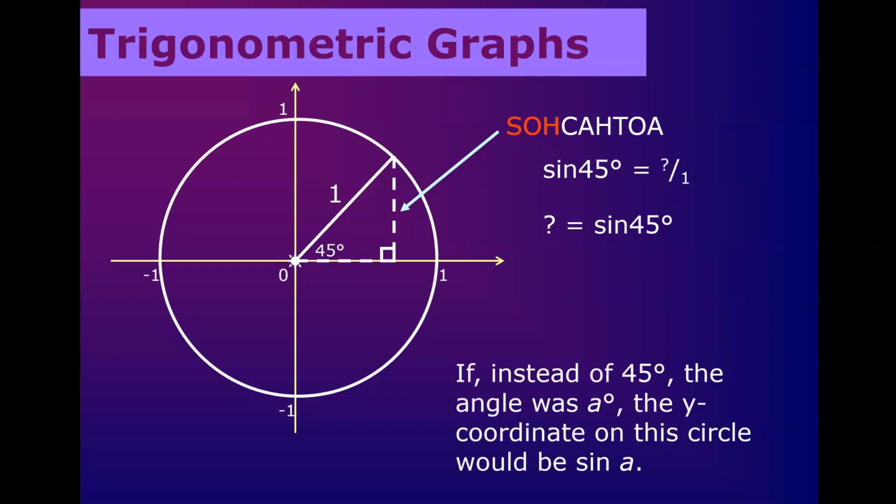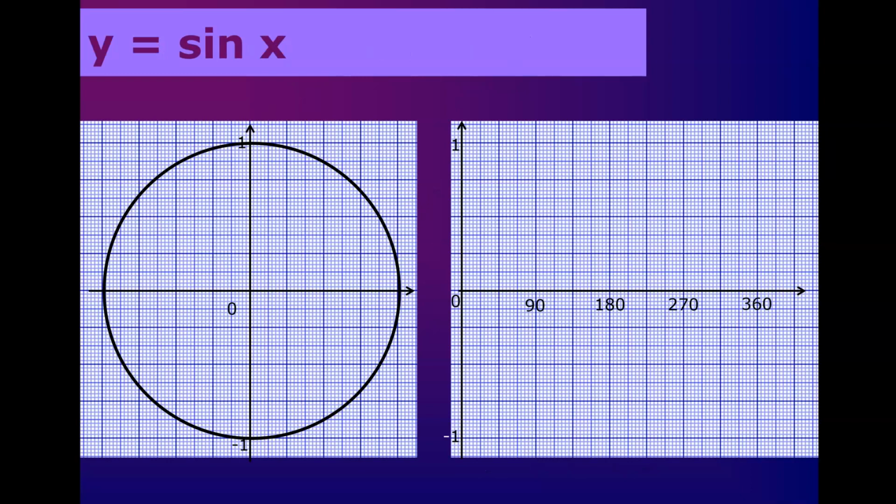So instead of 45 degrees, the angle is A, and the y coordinate of this circle should be sine A. So in other words, I'll explain what that means. If this angle here got bigger, so say it was, I don't know, 60 degrees, this length here would be sine 60. If this angle here was, I don't know, 15 degrees, this height here, obviously your triangle would change, and it would be sine 15. So it does depend on the size of the angle.